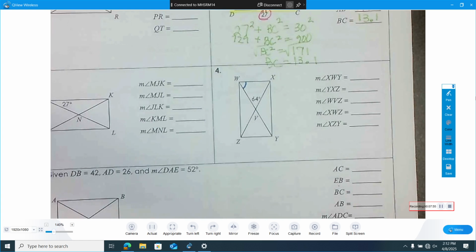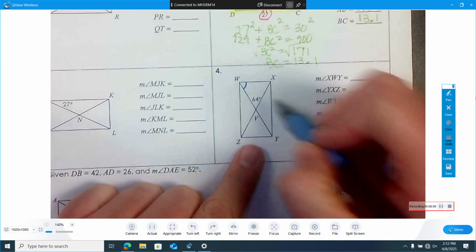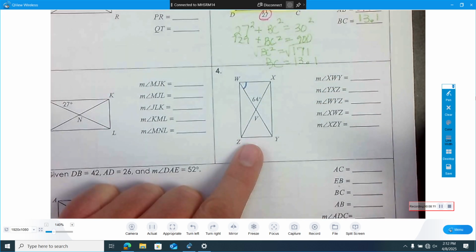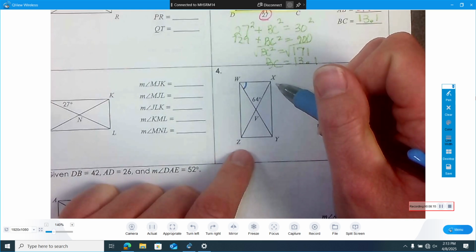All right, this is tricky. Wait, wouldn't you just do like 180 minus 64 divided by 2, and that's the angle? Yes, you're absolutely right. So how did you figure that out? Because the triangle equals 180, and since W and X are both congruent angles.